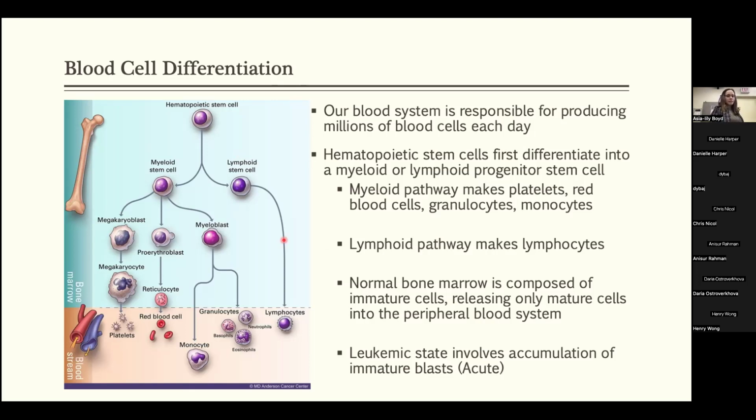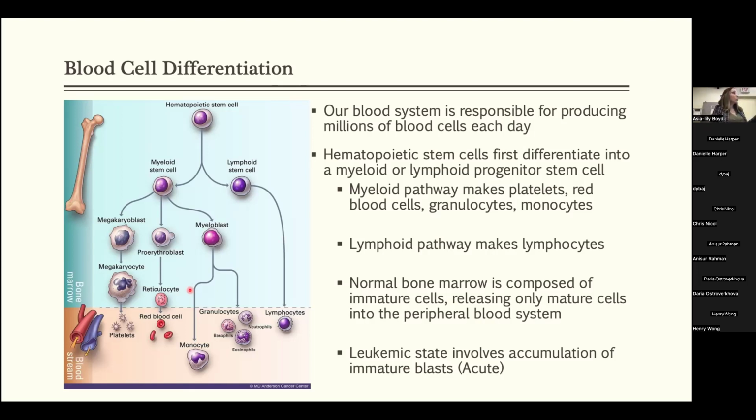And on the left-hand side here, the myeloid pathway. Sorry, I'm really crazy with this cursor. Okay, so this myeloid stem cell here has the choice to differentiate into multiple different cells. And these cells go on to become either platelets, red blood cells, monocytes, or granulocytes. Platelets obviously are involved in clotting in the peripheral blood system. Monocytes and granulocytes are involved in immune function and fighting off infection.